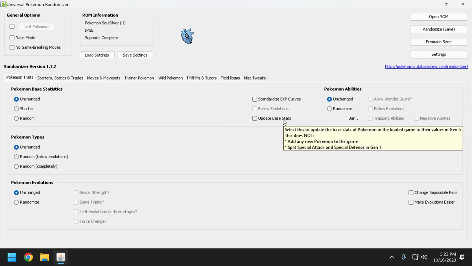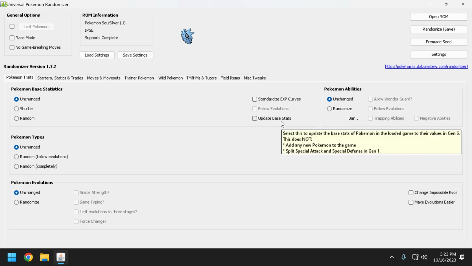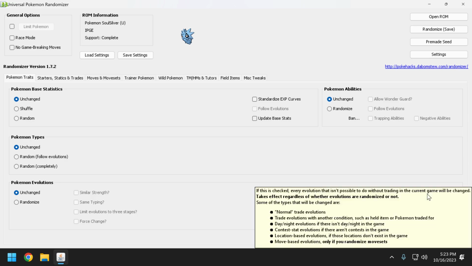And then you can also update the base stats to Gen 6 if you want to, which is cool. So you can change impossible evos as well. So basically this gets rid of all the evolutions that are trades or require location-based things, contest-based things. Usually some of the items get removed, not all of them. You can look it up on the website.